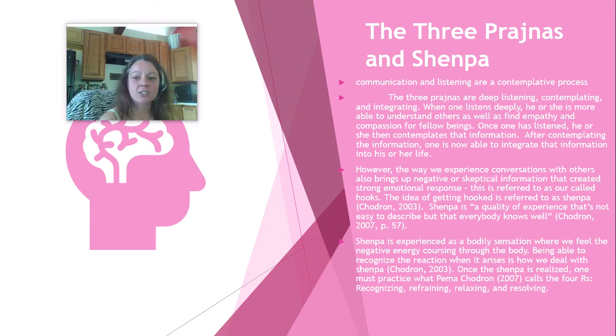So the three prongs are basically what I've already told you. These ideas of deep listening, truly hearing what somebody's saying, truly speaking from your heart, and then figuring out how to use that information in your life. So the three prongs are deep listening, contemplating, and integrating. When you truly listen to what's being said, you absorb that information, you contemplate it, and after you contemplate it, what do you do? You integrate that into your own life, right?